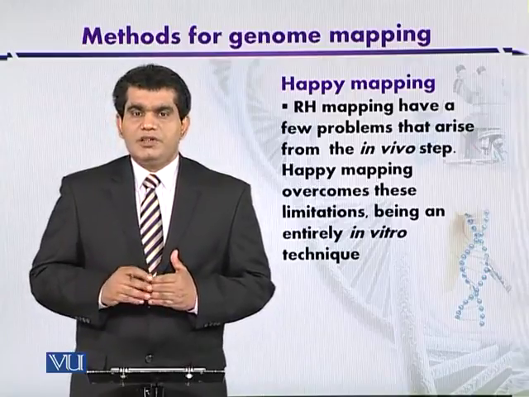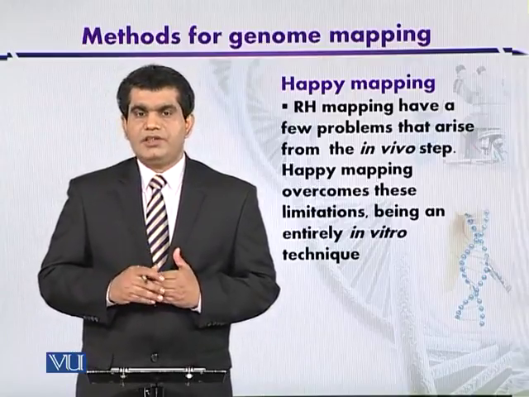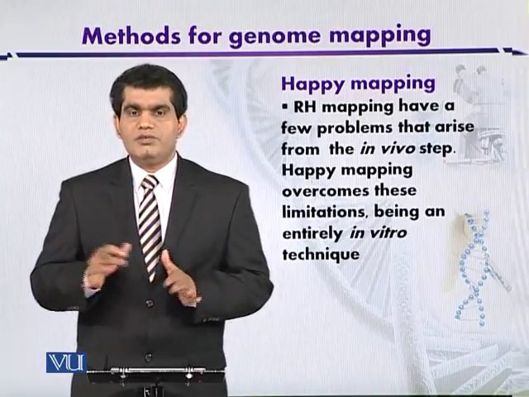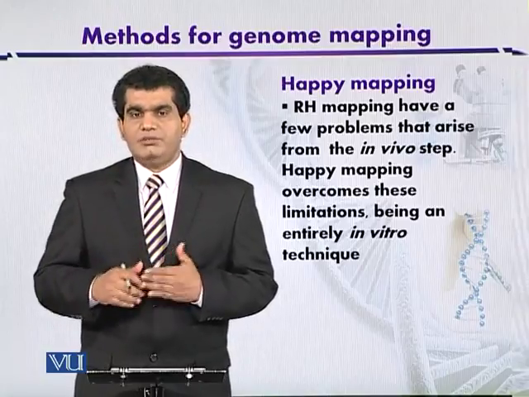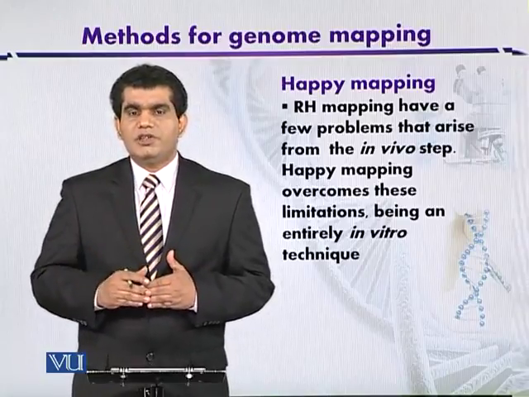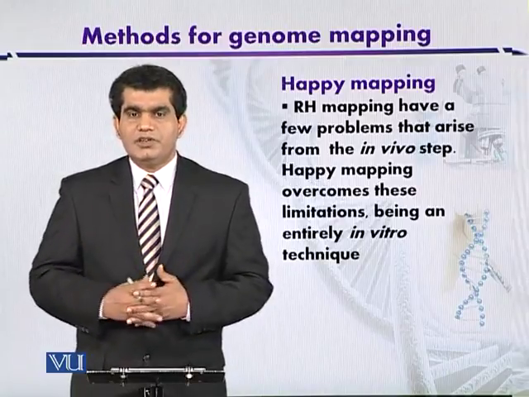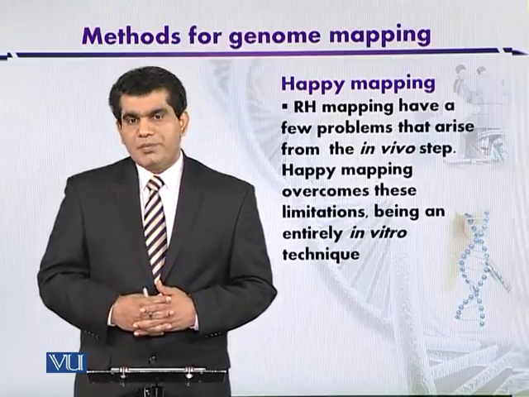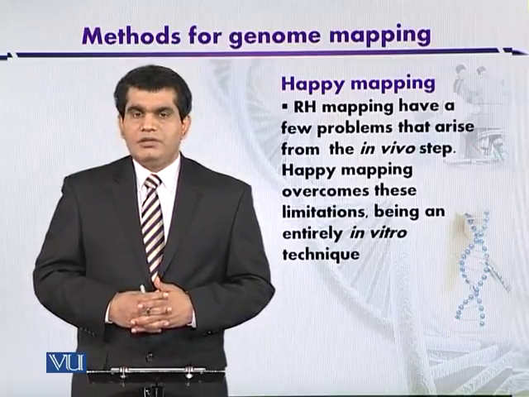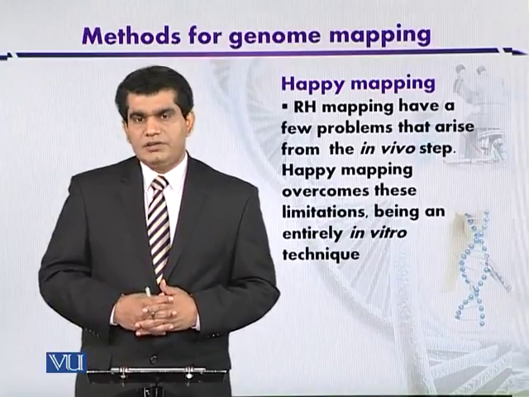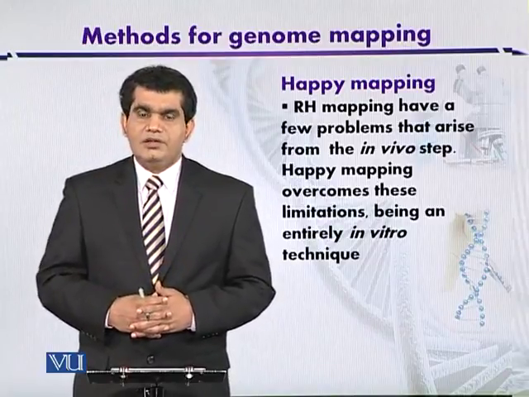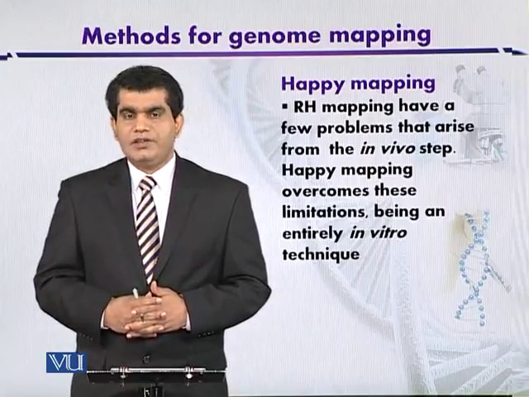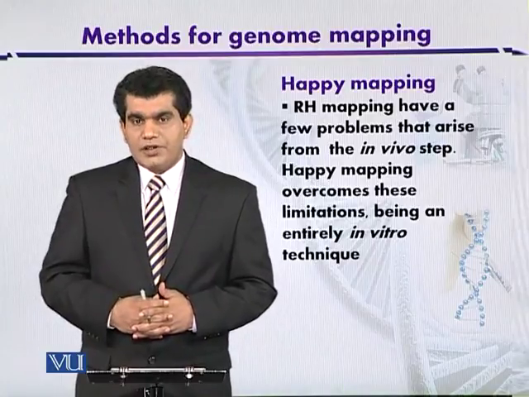All these limitations arise as a result of the in vivo technique, because here we use living cells in which one has been irradiated. So an in vivo system is there, and such distortions or limitations may be there. Whereas happy mapping is a slightly modified RH mapping technique, and here we are not going to use hybrid cells for the analysis of genomic DNA fragments.